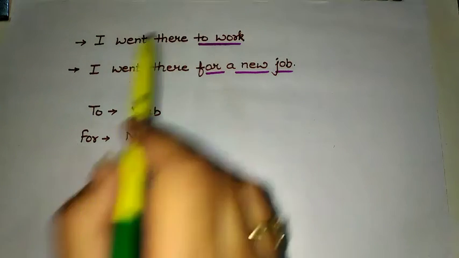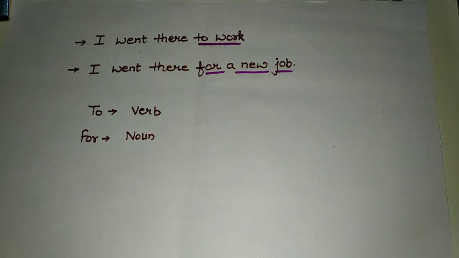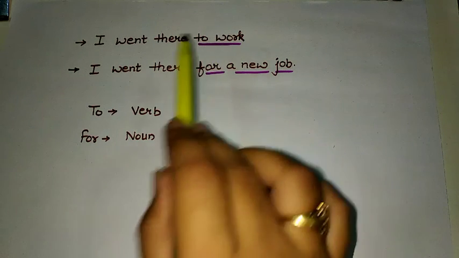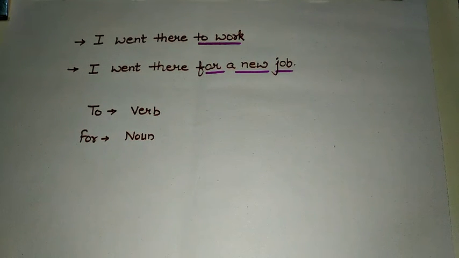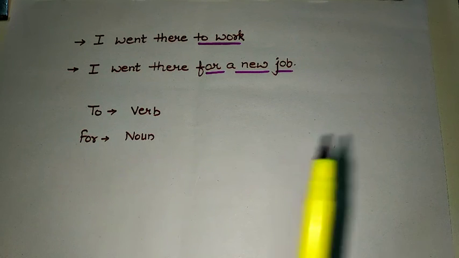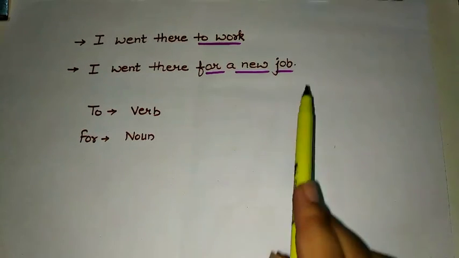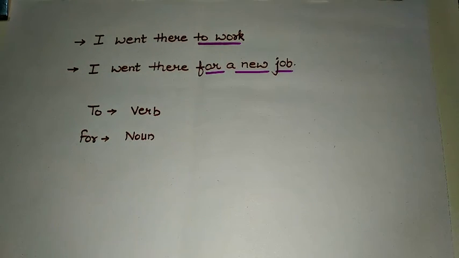Here, "to" is used with the verb. So, work is a verb. When I say I went there for a new job, job is a noun. So, we have to take care that when we use "to" and "for" to represent a motive or some reason, there should be a verb in the case of "to", and there should be a noun in the case of "for".